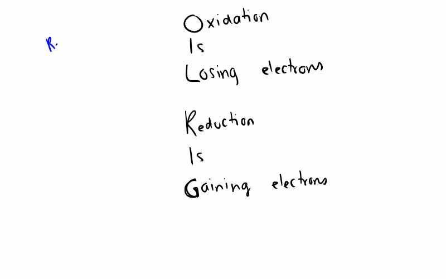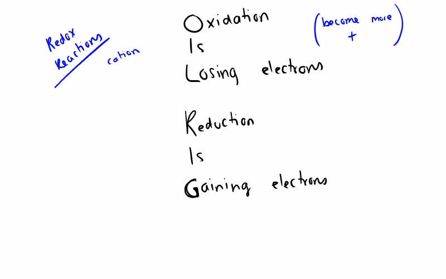When you have a redox reaction, that means that you have an oxidizing agent and a reducing agent. When an atom is oxidized, that means it loses electrons. So think about cations. When cations lose electrons, they become more positive. Reduction is gaining electrons. Think about anions. When you gain electrons, you become more negative.